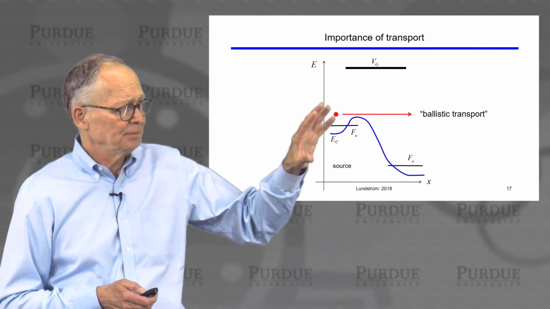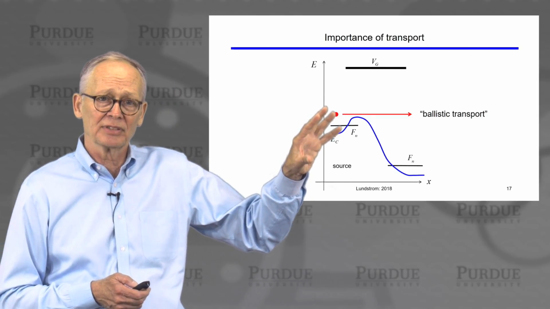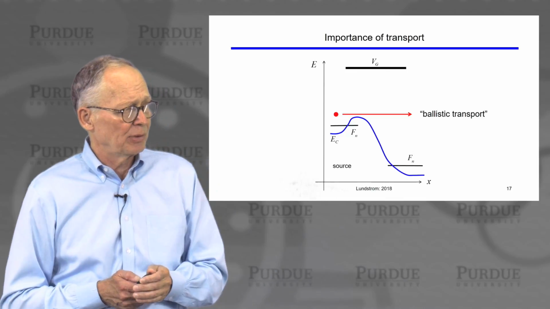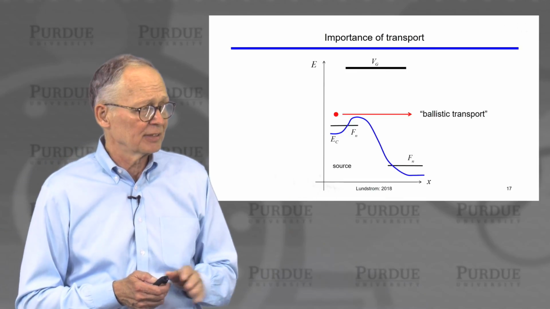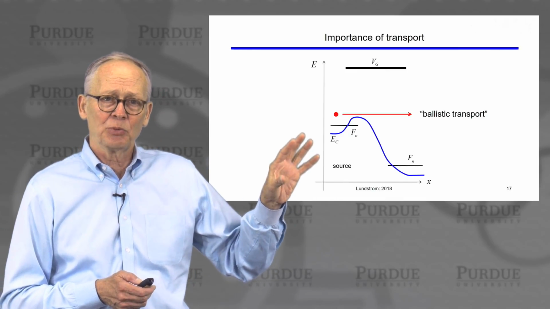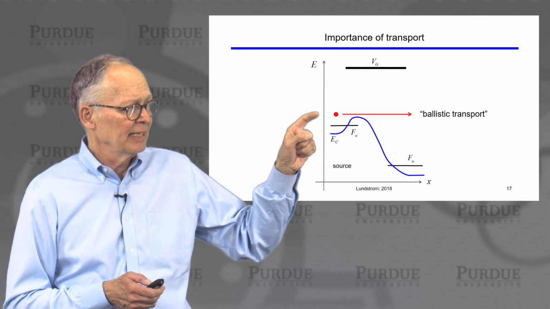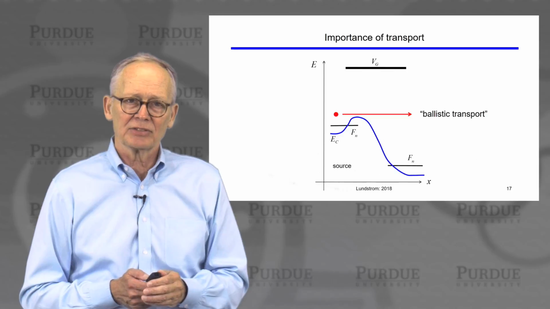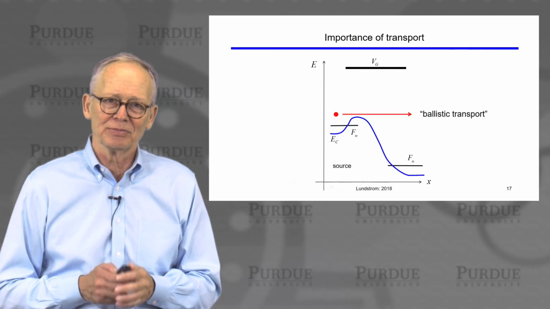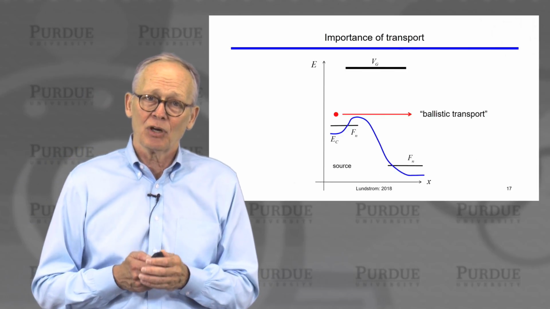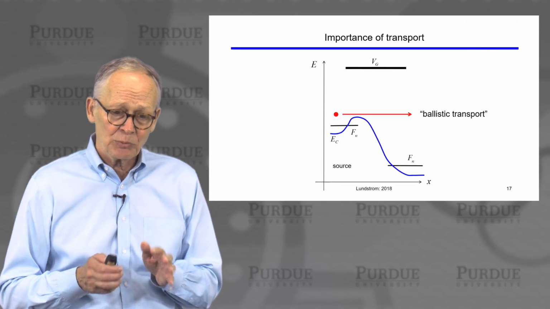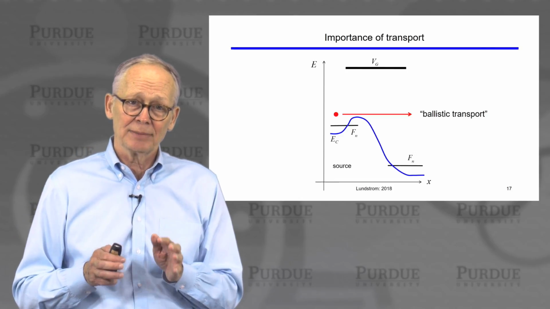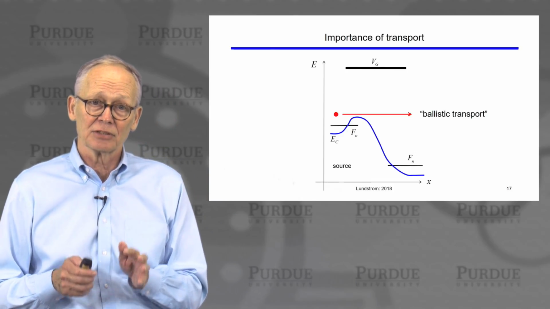So that brings us to the importance of transport in MOS transistors. We can think of transport in one regime where electrons just enter the device from the source and zip across without scattering, like they might do in a vacuum tube. Nothing impedes their motion. We would call that ballistic transport. And we are getting to the point where that can be observed in some modern transistors right now.